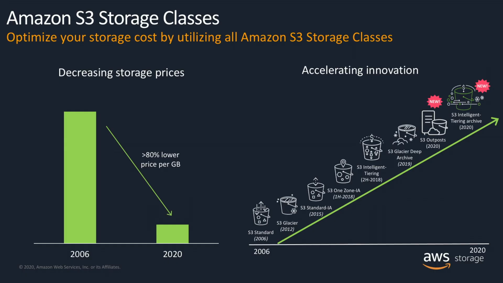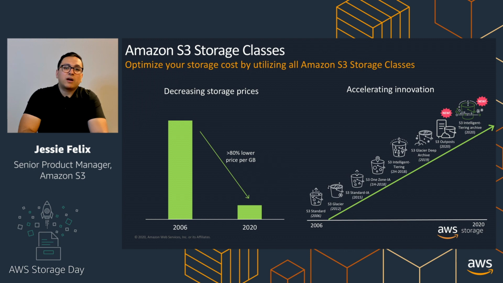Since 2006, we have developed on behalf of our customers to make cloud storage more cost-effective and easier to manage. We have launched Glacier Deep Archive, which is the lowest cost cloud storage at $1 per terabyte, storing data across 3 availability zones and offering high resiliency and availability.